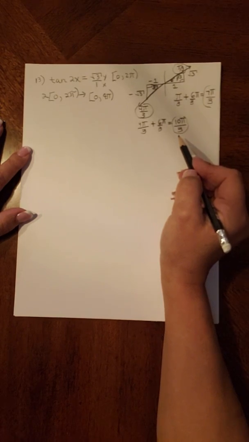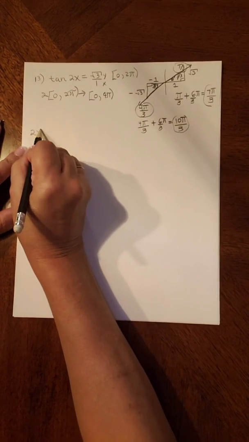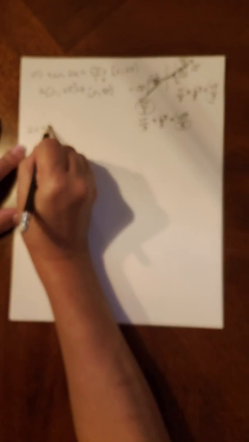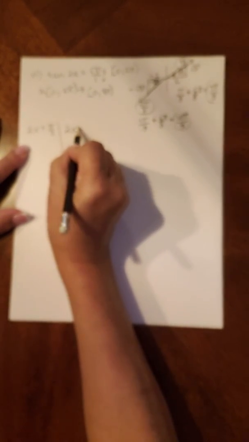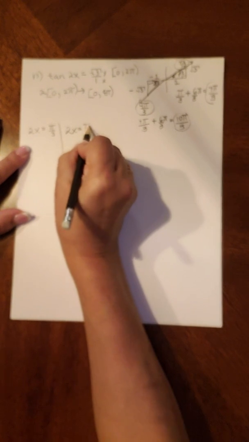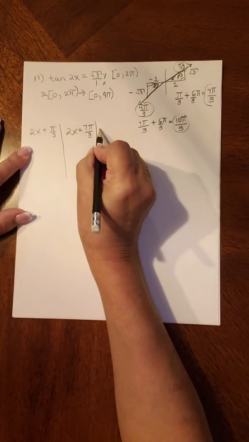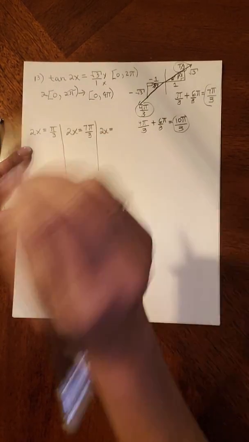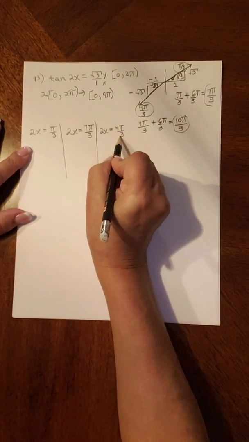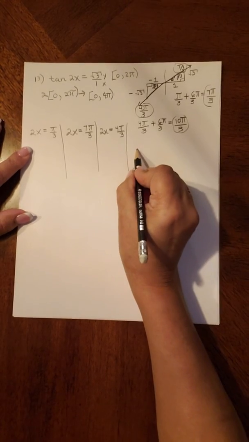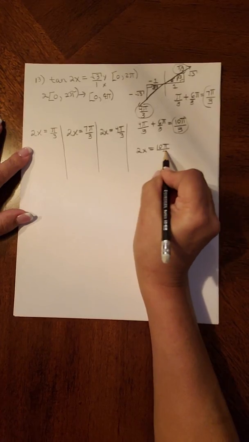Okay, using each of the solutions in quadrant 1, we're going to set 2x equal to pi over 3. That was one of the solutions in quadrant 1. We're going to set 2x equal to 7 pi over 3. That was the second solution we got in quadrant 1. Then beginning to use the solutions in quadrant 3, we're going to set 2x equal to 4 pi over 3. And then our final true solution will set 2x equal to 10 pi over 3.